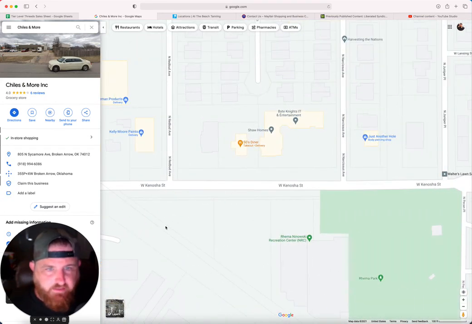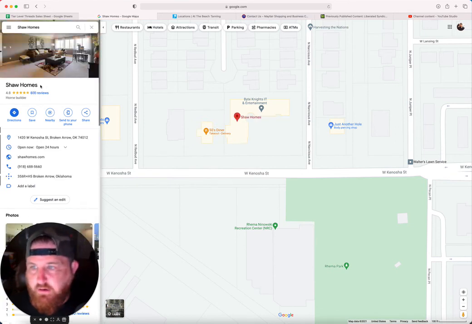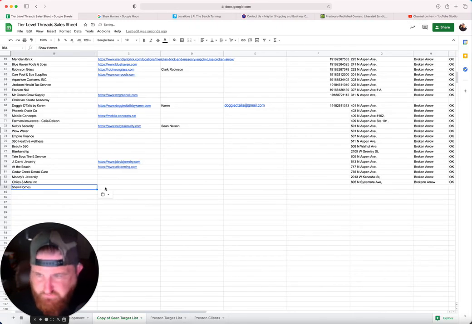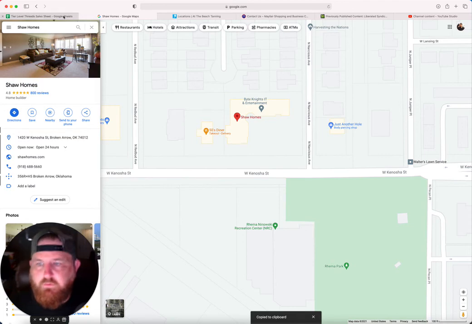So now we've kind of hit this area right here. So we're going to keep going around here. One is we have 50s Diner. We've already kind of interacted with them and worked with them a little bit. But Shaw Homes, they're a big home builder in the area. I guarantee you I've seen their project managers and reps wearing shirts. So definitely a company we are going to want to prospect.